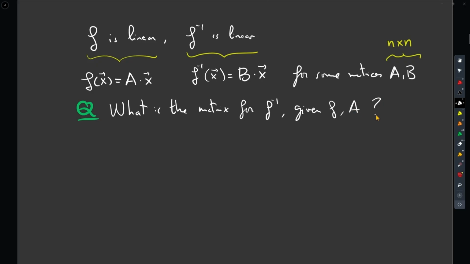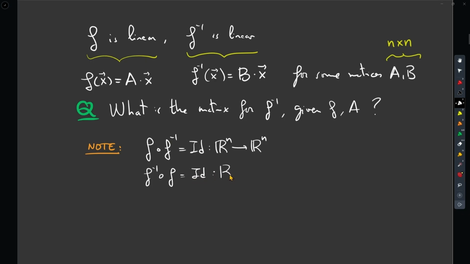Well, the property we're looking for is that, what we know about the inverse is that F composed with the inverse is the identity map from Rn to Rn. And also F inverse composed with F is the identity. Those are the basic properties of the inverse function. But that tells me something about the product of A and B, because I know that the matrix of a composition of linear maps is the product of the matrices.